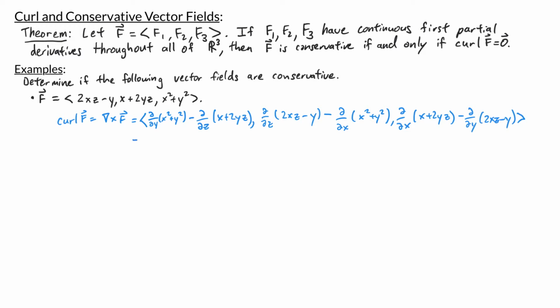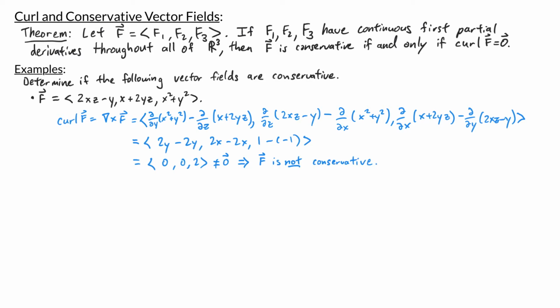Taking the partial derivatives, in the first component we have 2y minus 2y. In the second component we have 2x and then minus 2x. And in the third component we have 1 and then minus negative 1. So I end up with a vector 0, 0, 2. Now, since the curl of F is not the zero vector, we can conclude that F is not conservative. Let's look at our next example.